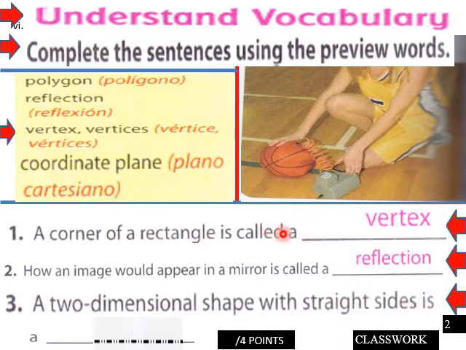Vertex here for number 1. Number 2 would be reflection. And then number 3, a two-dimensional shape with straight sides, is a polygon. Page 2.